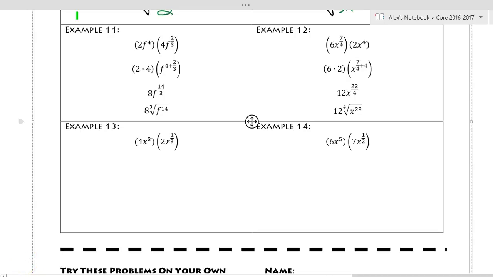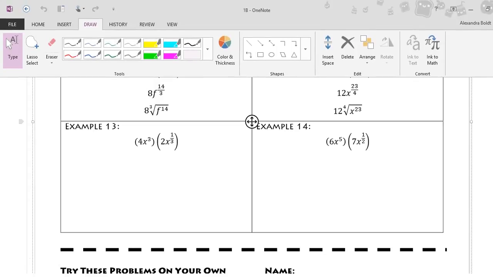Today we're going to finish up target 1b. Remember, target 1b is all about switching between a rational exponent and radicals, like a square root. So today we're going to look at a little bit more complex problems where we first have to simplify. And by that I mean we're going to multiply two numbers together and then switch it into a radical form. So let's look at example 11 under 1b.